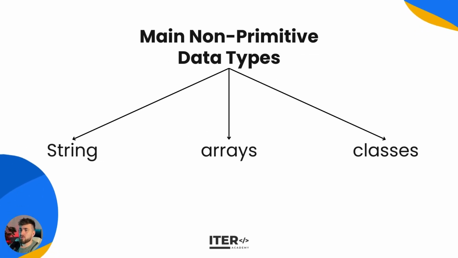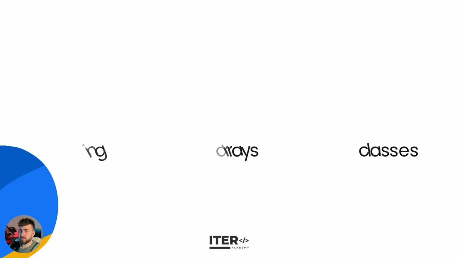So, we have covered the three main non-primitive data types in Java: string, arrays, and classes. These data types are essential to building complex and powerful programs in Java, and they are used in many different parts of a Java program.